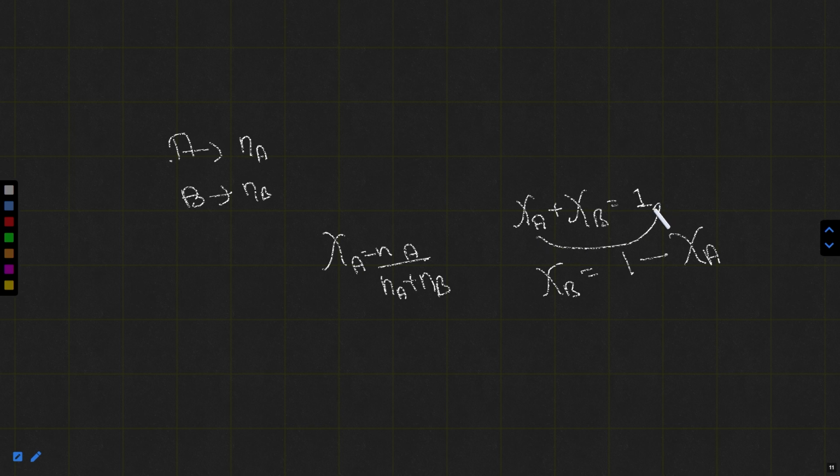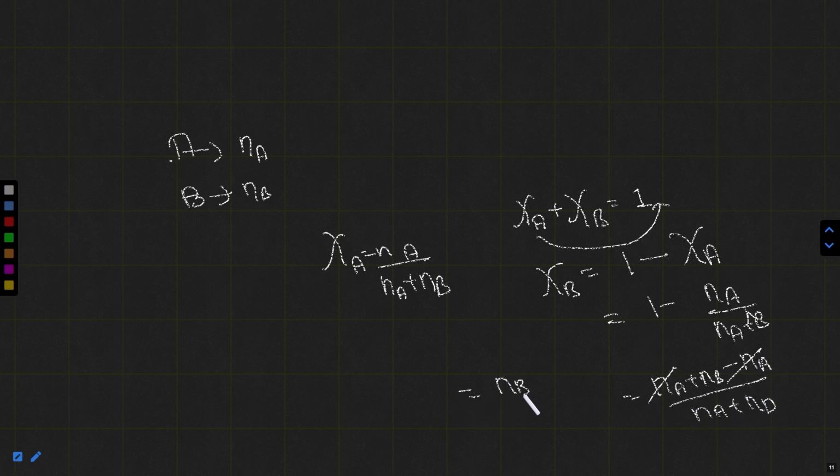We will take this here, or we can say 1 minus Na over Na plus Nb. If you do this, you will get your answer. If you want to prove it, you can prove it also. It will be 1 multiplied by Na plus Nb, minus Na, over Na plus Nb. So this minus Na and plus Na get cancelled, and you will get your Nb. So if you have the mole fraction of B, you will subtract this term from 1 and you will get chi A.